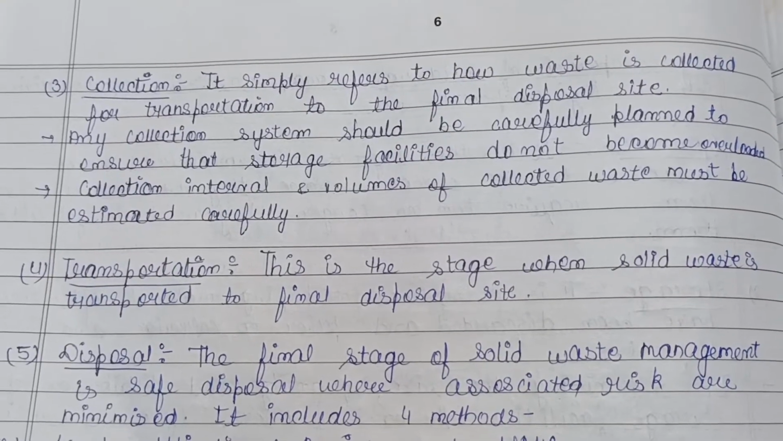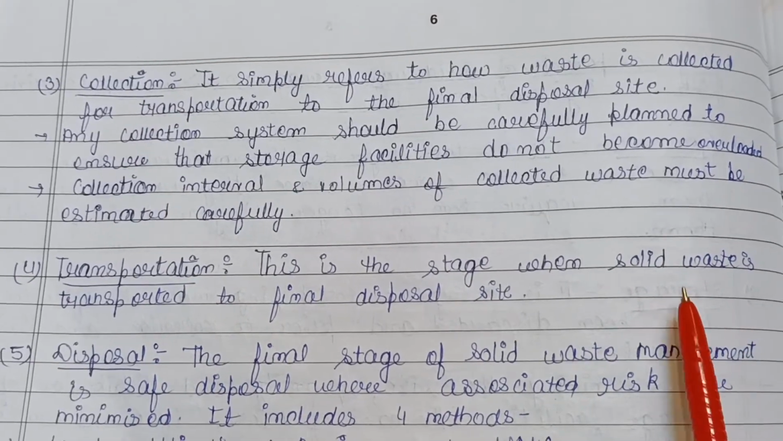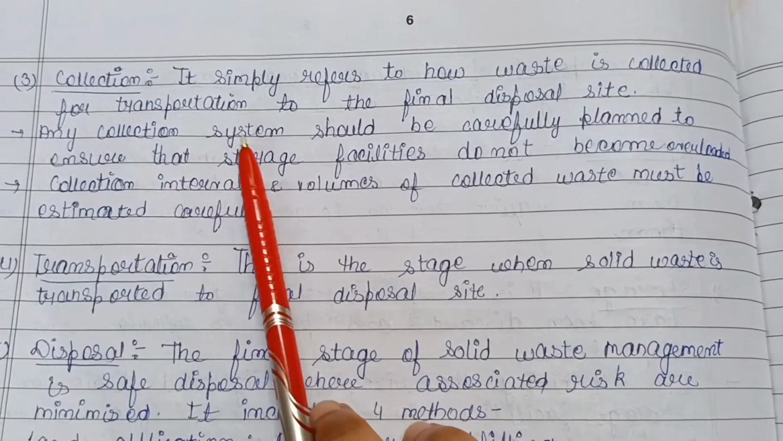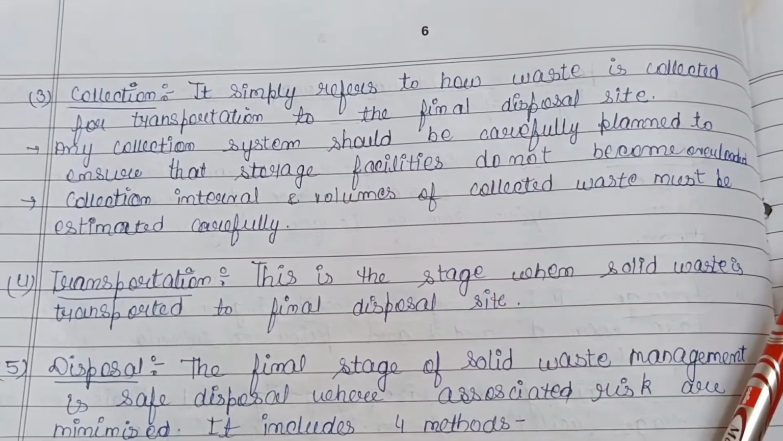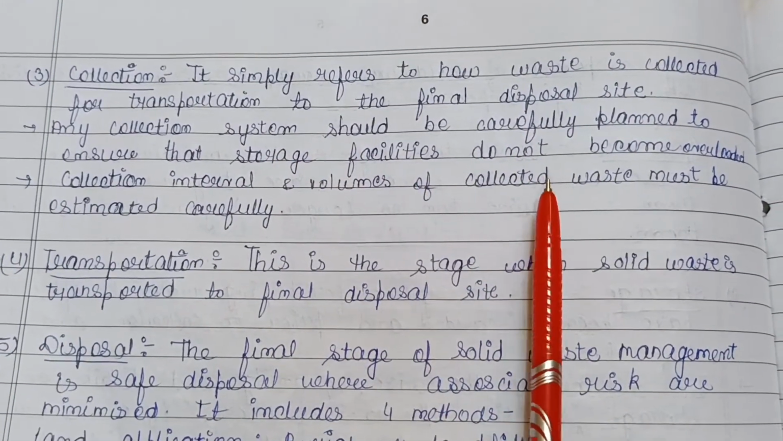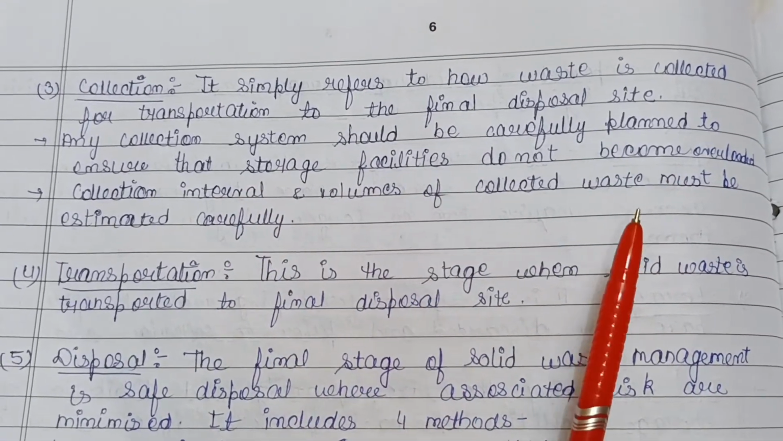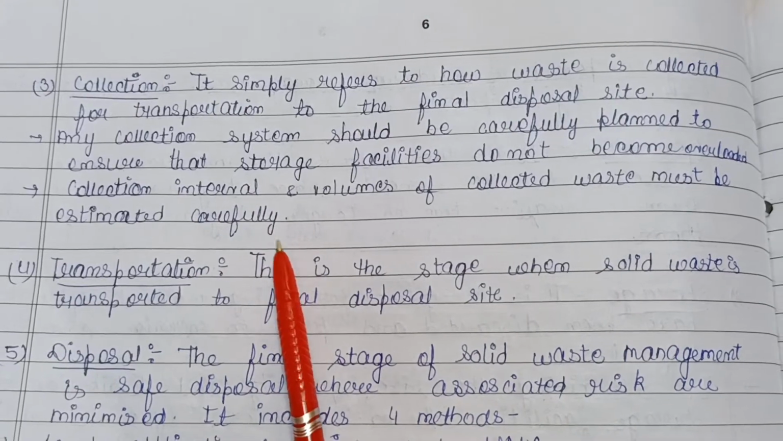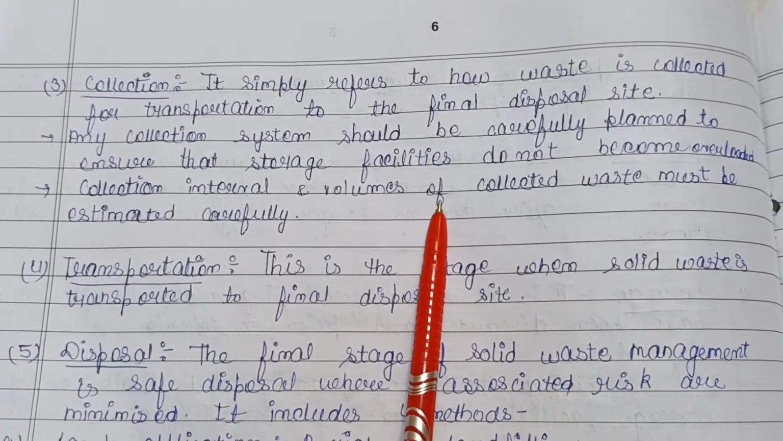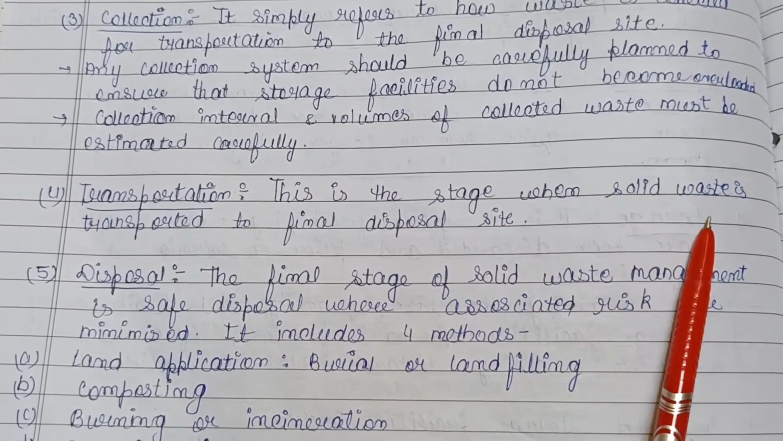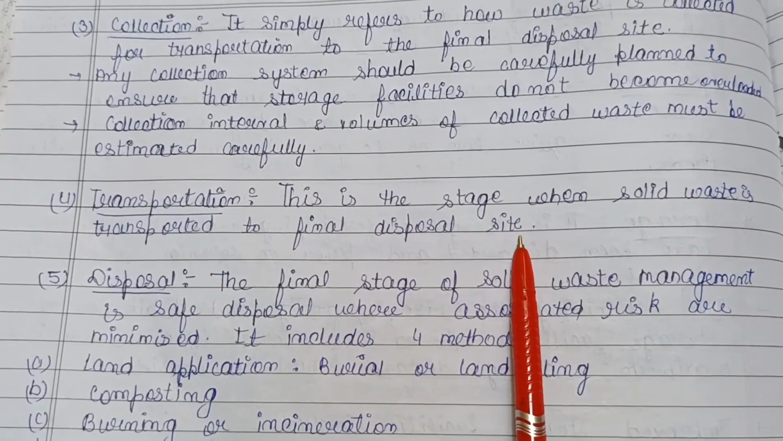Then collection. It simply refers to how waste is collected for transportation to the final disposal site. Any collection system should be carefully planned to ensure that storage facilities do not become overloaded. Collection interval and volume of the collected waste must be estimated carefully. So this step should be done carefully. Then transportation. This is the stage when solid waste is transported to the final disposal site.